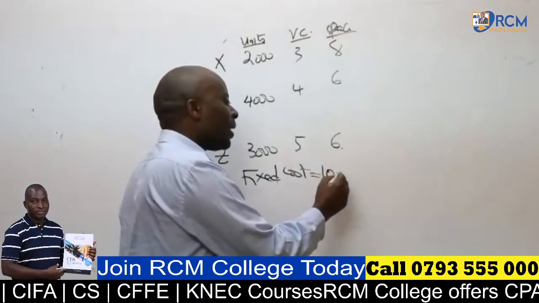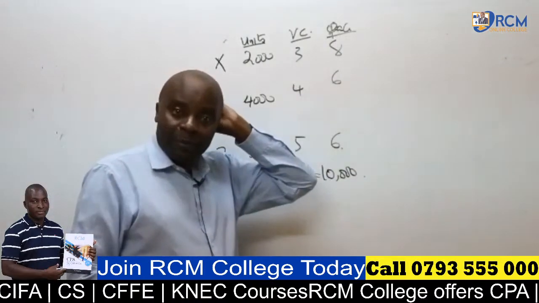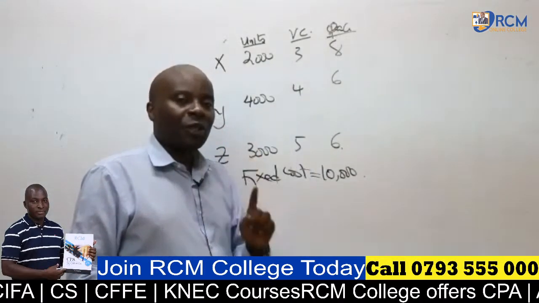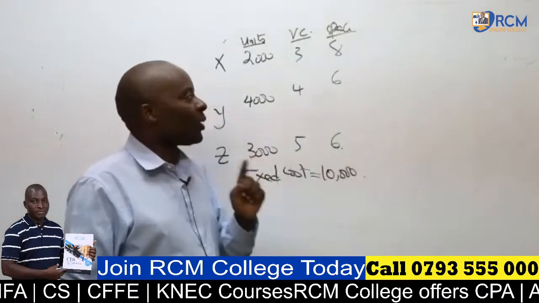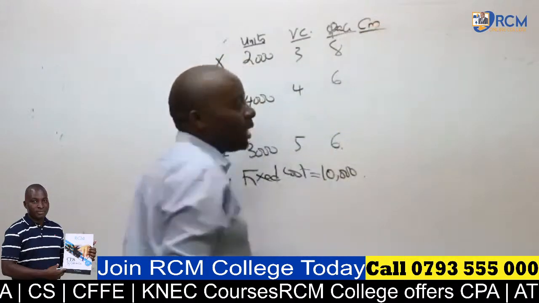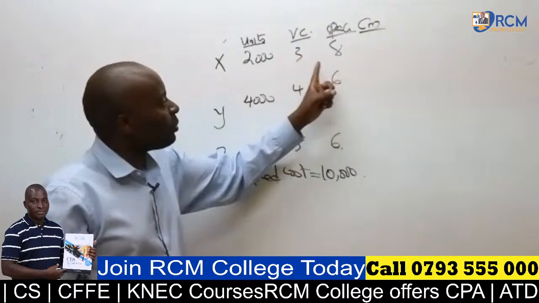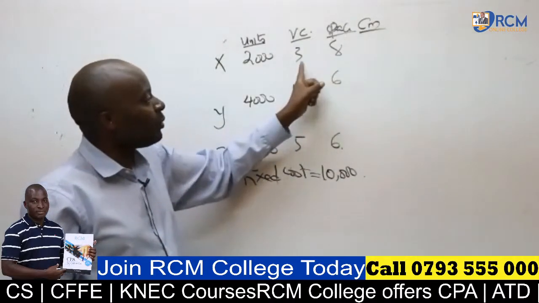Now remember, when they tell me that they want me to draw a profitability chart, then that is an examiner who is wishing me success. Why? I'll come straight away, first of all, get the contribution margin. How do we get contribution margin? Contribution margin is price minus variable cost. So we have 8 minus 3.